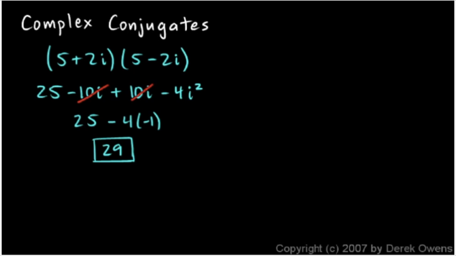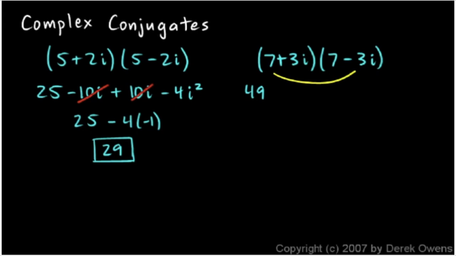My answer is not a complex number. It's a real number. Okay, let's do another example: 7 plus 3i times 7 minus 3i. The same thing's going to happen in this case. Let's do first, outer, inner, last. We have 49, and then I have 7 times minus 3i. That gives me minus 21i. For my inner terms, I have 3i times 7. That's plus 21i. And then I have 3i times negative 3i. That gives me negative 9i squared.